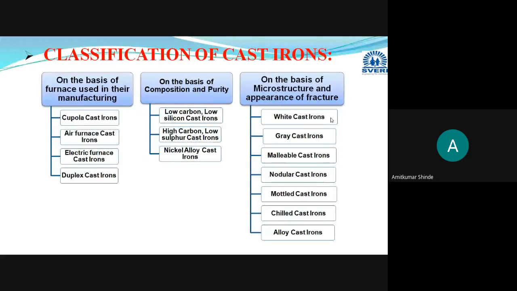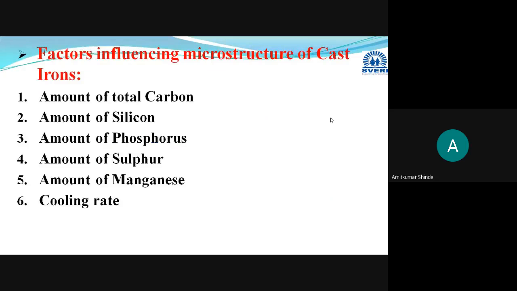After studying this brief classification, the next topic is the factors influencing their microstructure, that is, which elements are affecting the microstructure of the cast irons. The main classification we have discussed is on the basis of microstructure only, meaning whichever phases are present in that cast iron. Now, which factors will affect the microstructure? If you are able to understand these factors, you will be able to change their properties depending on your need.